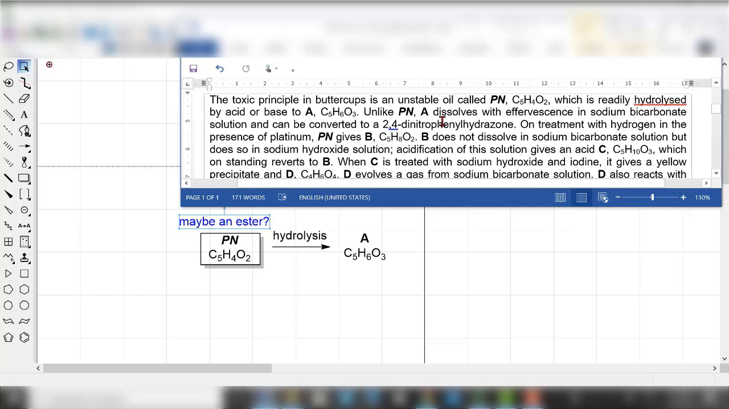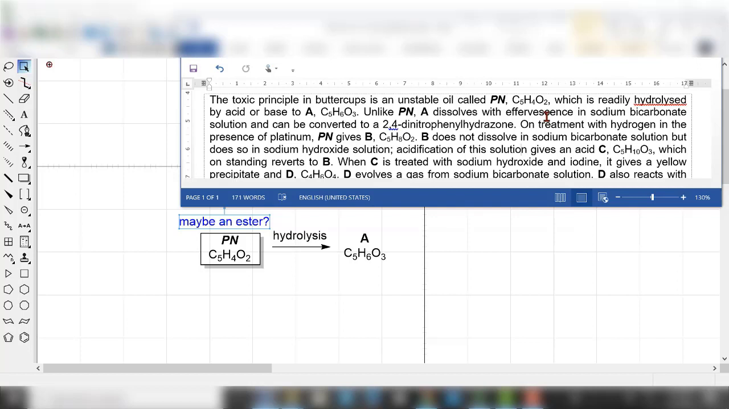Now there is a very important difference in terms of functional group between PN and A, because you realize that PN cannot dissolve with effervescence. That means that PN does not have a carboxylic acid functional group. So you can take that off the checklist, and therefore esters might be a good choice. Of course, there are other functional groups present in PN, obviously, because ester only contributes 1 degree of unsaturation.